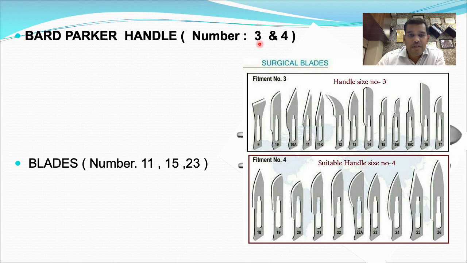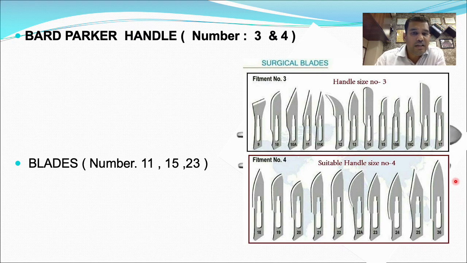And blades. Which blades fit number 3? Blades 9 to 17. Remember, 9 to 17 are the blade numbers which fit into a number 3 BP handle. Most commonly used are the number 11 blade and the number 15 blade. These are the two commonly used blades with handle number 3. Handle number 4 takes blades 18 and above. Most commonly available are 21, 22, 23, which fit into the number 4 BP handle.